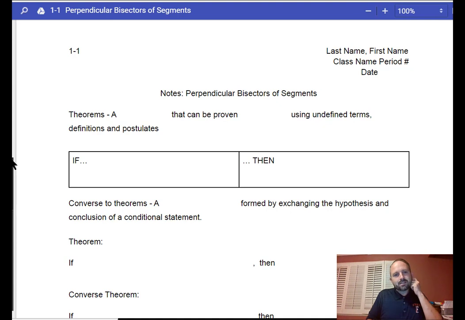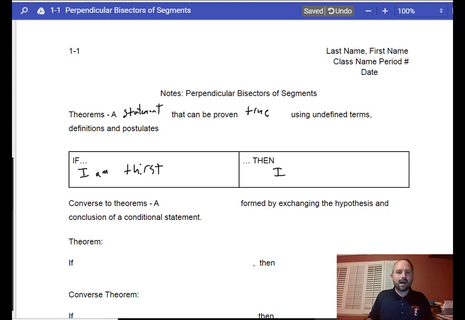So before we begin, let's talk about a theorem. A theorem is a statement that can be proven true using undefined terms, definitions, and postulates. I can make these statements, like for example, our hypothesis is: if I am thirsty, then I will drink water.